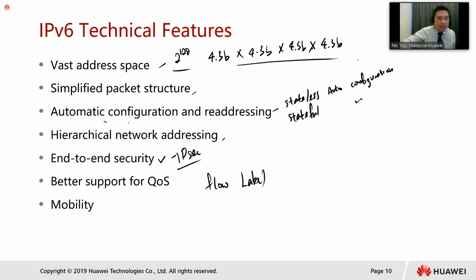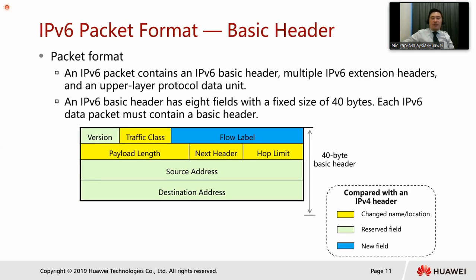Okay, so based on these V6 technology features, this is just a general overview I'm going through. Later, we're going to go through them one by one. What are the address spaces that we're talking about? How are the packet structures simplified? What types of things are simplified? So from here, this is the first thing we look into: the basic headers under the IPv6 packet format.